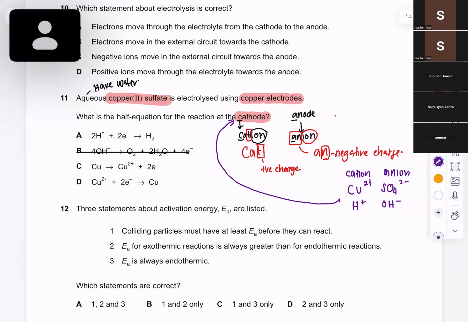This is the first step: I recognize that the cathode attracts cations. The second step, I list out all the ions inside the aqueous copper sulfate, so I must focus on these. The third step: which one do I need to choose? You need to remember the reactivity series.